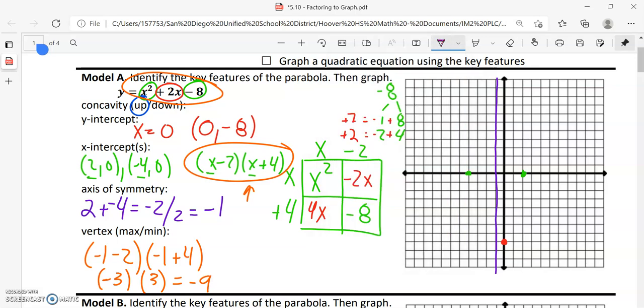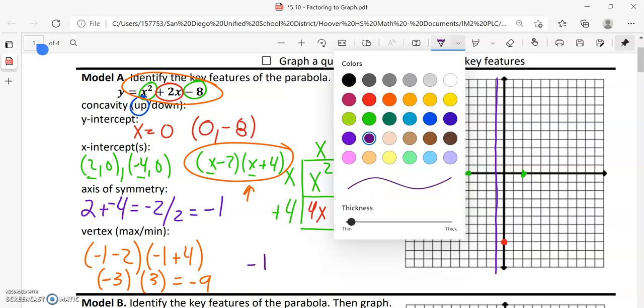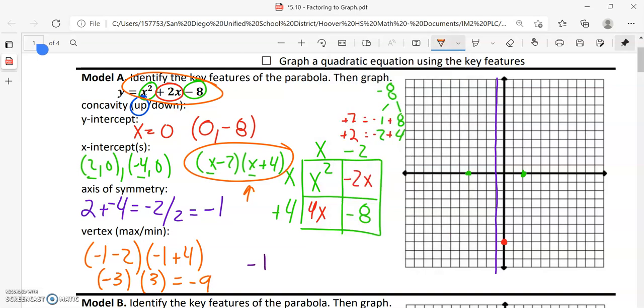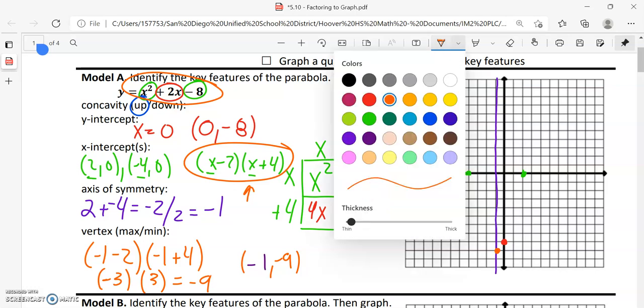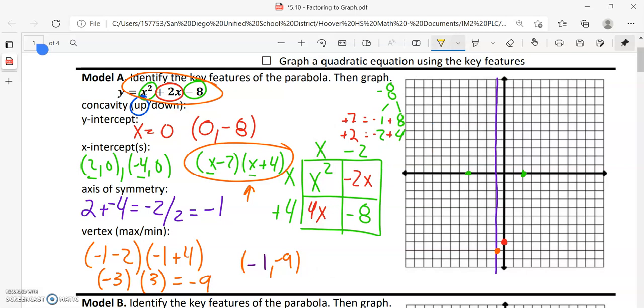Our x value of our vertex is still -1. And our y value is -9. So -1, comma -9. So here's -1. There's -9. And we will draw this in yellow. And there we go, Model A.